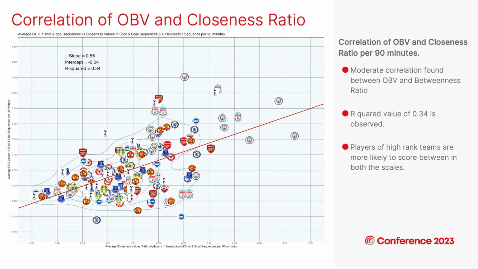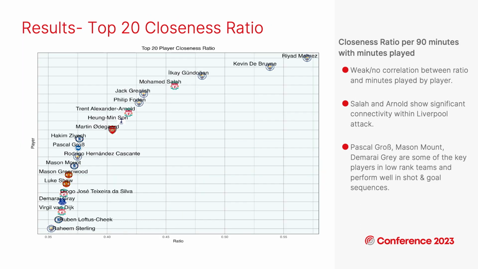When we see the correlation study of the OBP and closeness ratio, we also find a moderate correlation there. 0.34 is the R-square value, the same as the betweenness ratio. Here also we can say that top-ranked teams are far right, but it's a little bit different when we see the top 20 closeness ratio players.